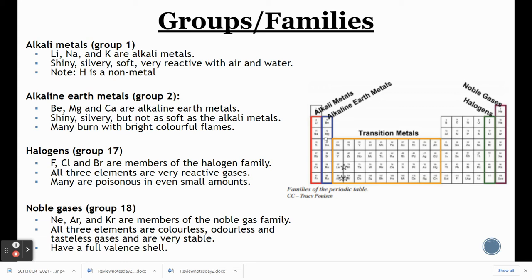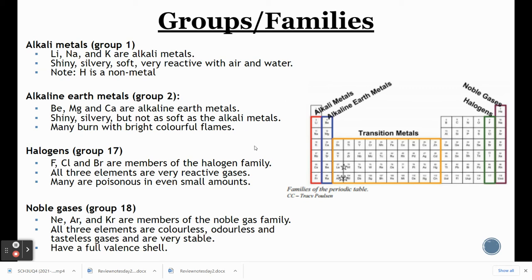Alkaline earth metals, they're group two, so they have two valence electrons. They're still pretty reactive, but not as reactive as the alkali metals. They're also shiny and silvery in color, but they're not as soft as the alkali metals. So, for example, calcium is pretty hard. You couldn't really cut that very easily with a knife, like you could cut potassium, which is an alkali metal. And a lot of these ones here, if you burn them in a flame, they'll burn with some bright colors. The alkaline earth metals will do that.